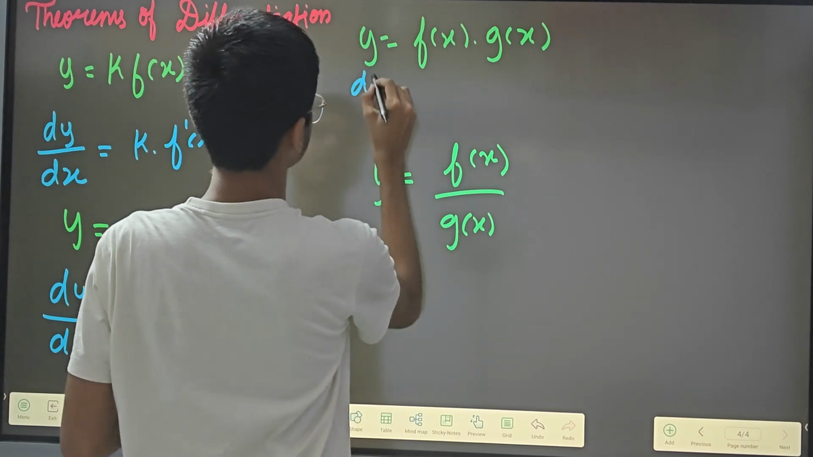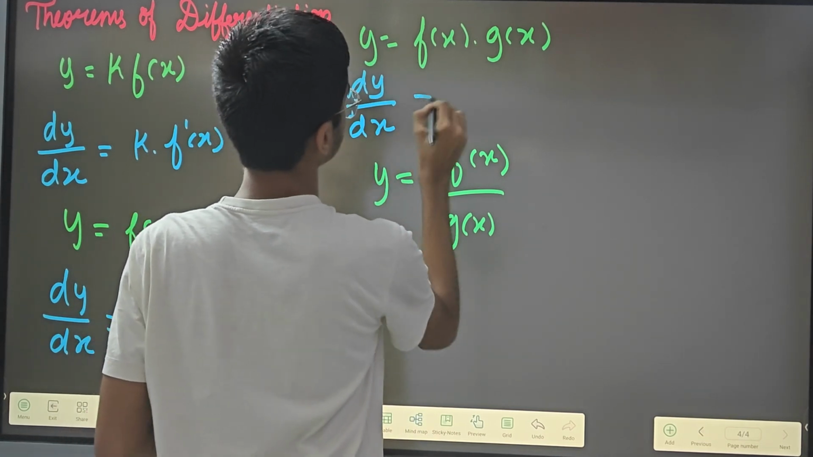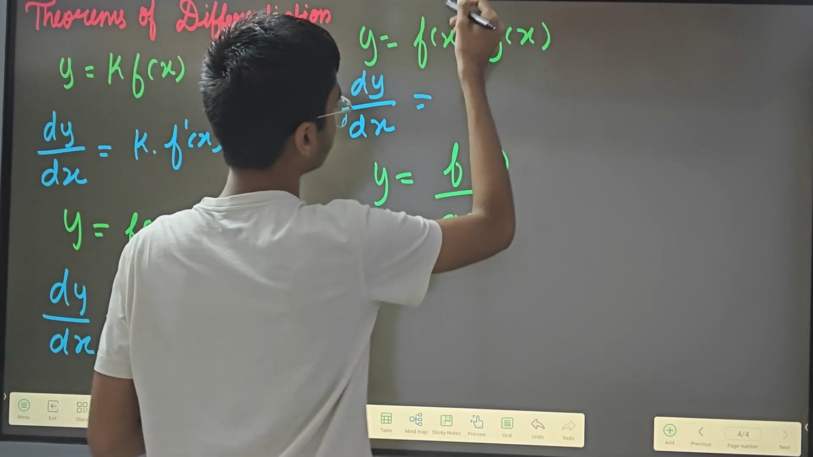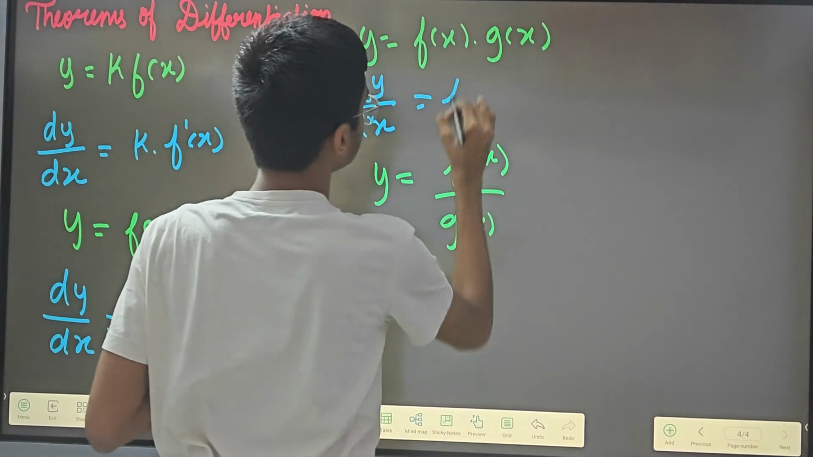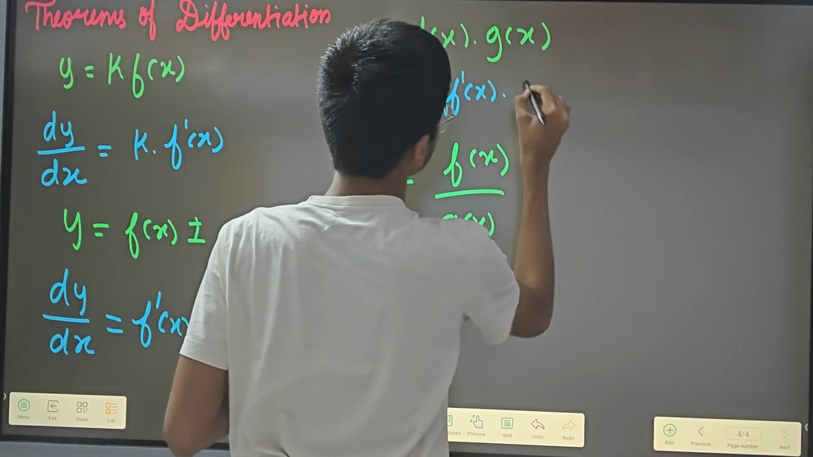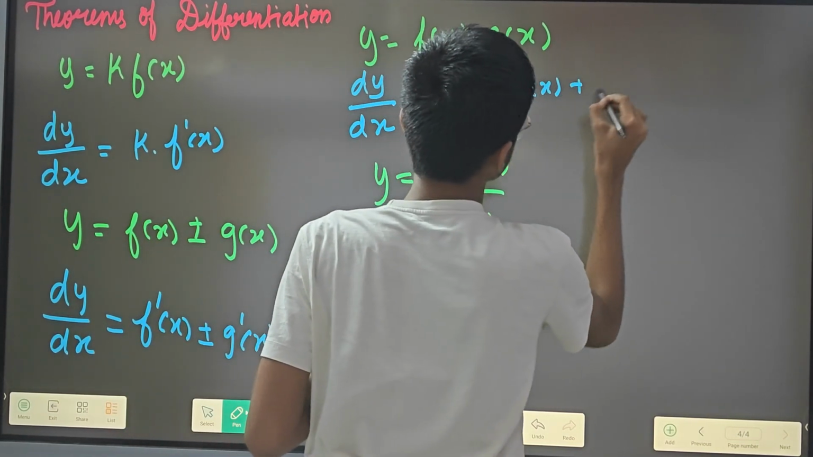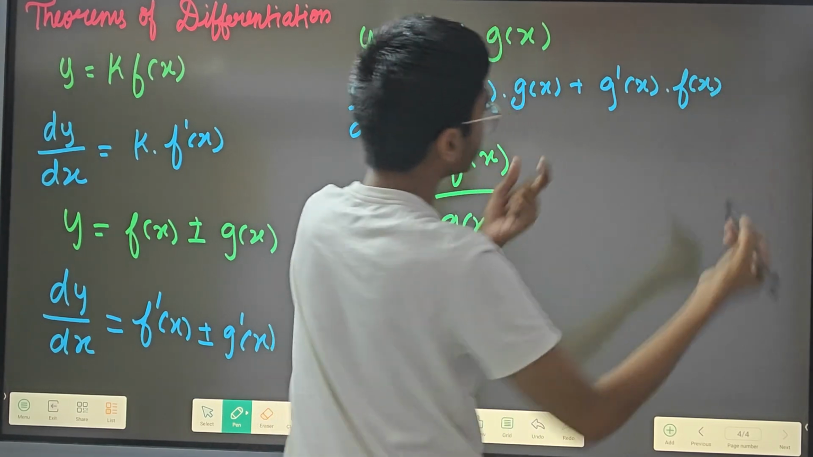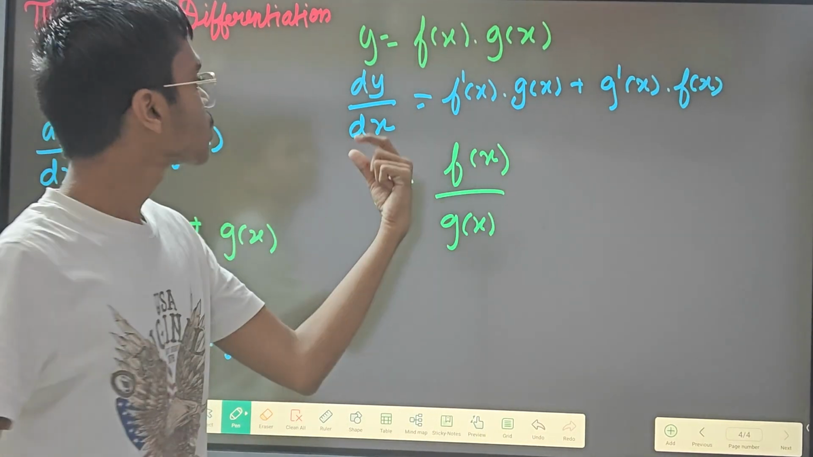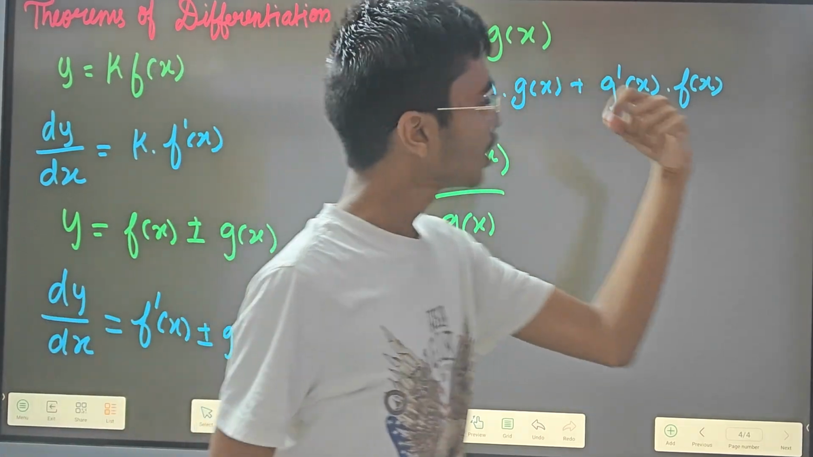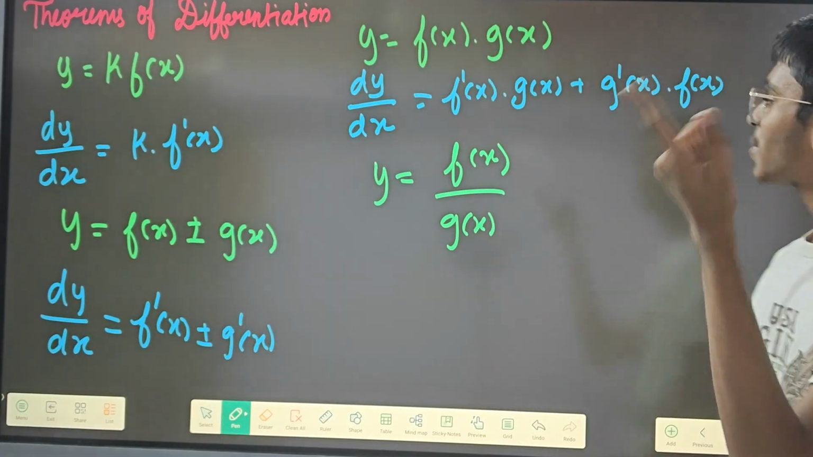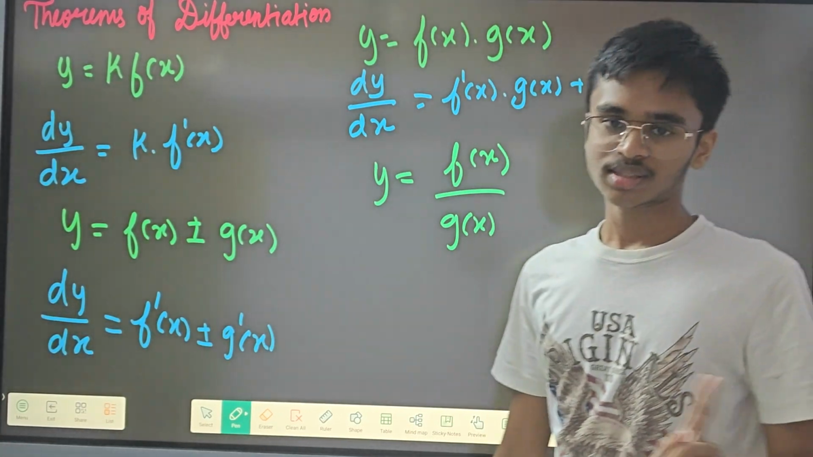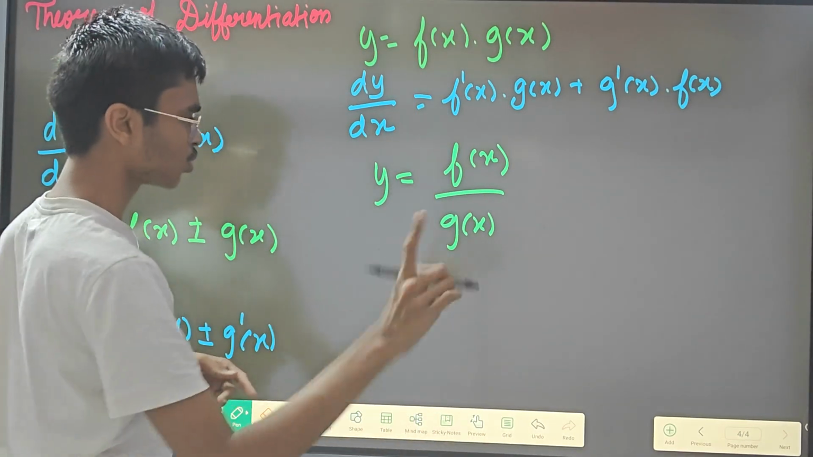So dy by dx is equal to, how will you differentiate it? First you have to differentiate this one, which will be f dash x into g of x plus g dash x into f of x. Some people also say f prime x into g of x plus g prime x into f of x. There is no problem with that pronunciation.